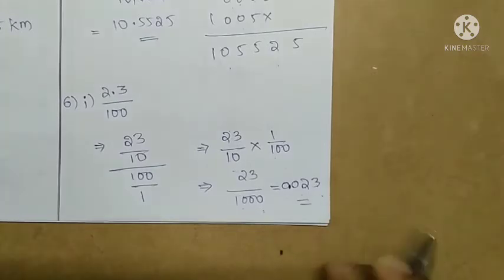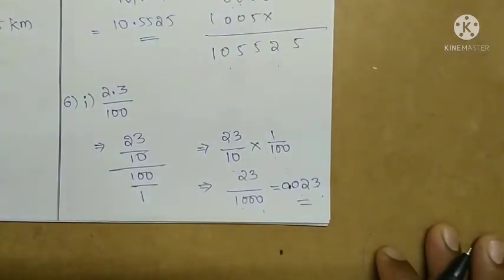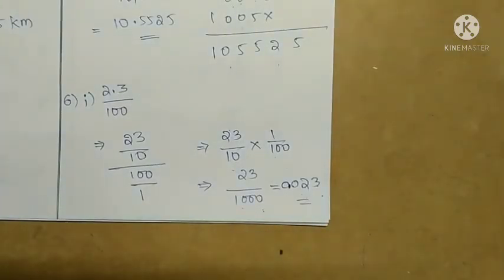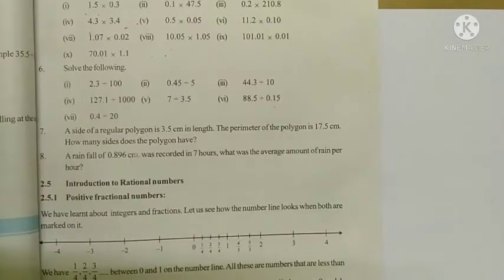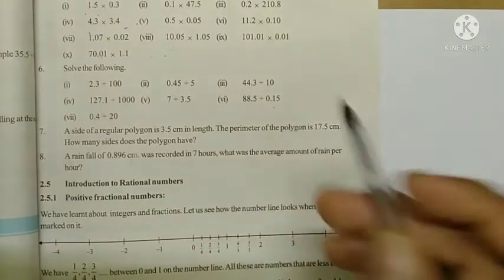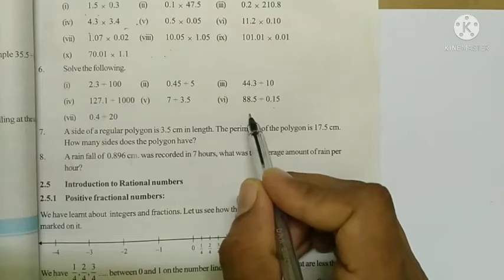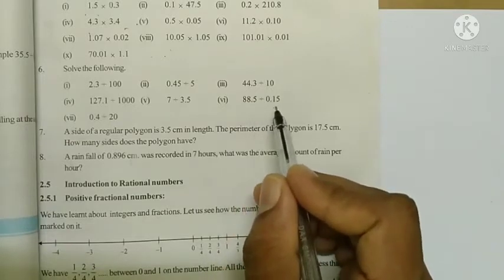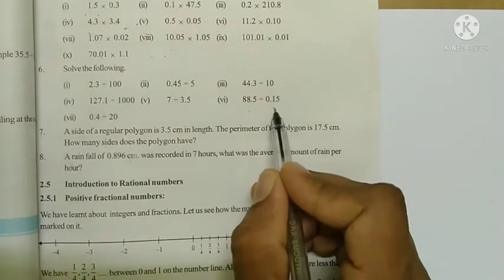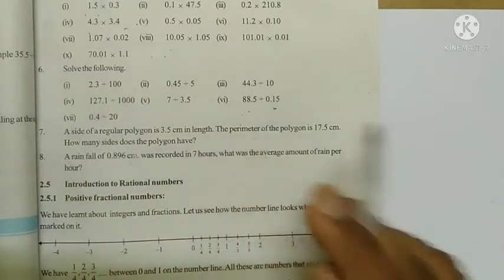0.023 is your final result. Okay, hope you understand. Next question. Sixth one, a decimal divided by a decimal number, right? Decimal by a decimal number. Sixth Roman, sixth question.